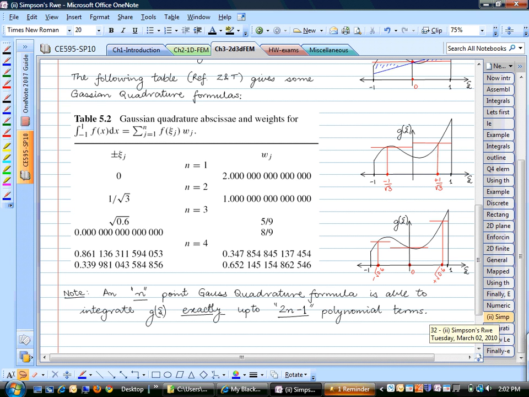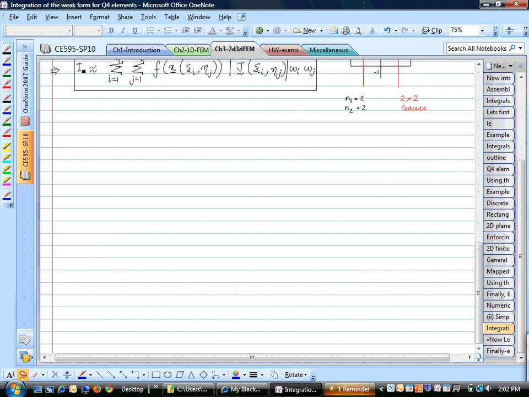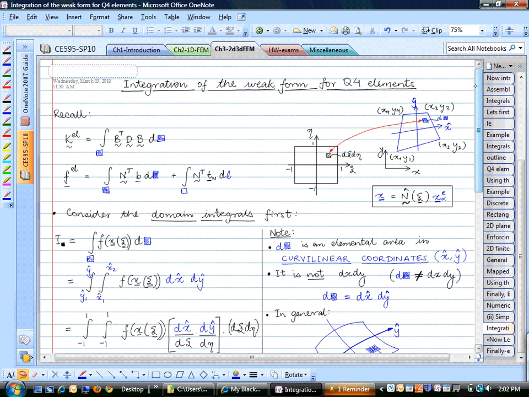So all right. Now that we know how to do integration in 1 dimension, let's try to see how we can apply this Gauss quadrature to our original problem. The original problem we had was the integral over the domain, that is the integral over the actual domain. And this is a 2-dimensional integral. Okay.